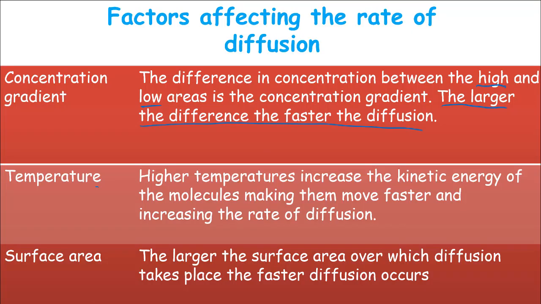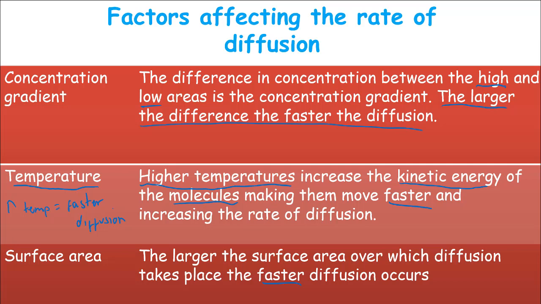Now, we can also say that temperature affects the rate of diffusion, because if you've got higher temperatures, it increases the kinetic energy of the molecules, which basically means that they move about much faster, and that increases the rate of diffusion. So, higher temperature equals faster diffusion. And then finally, surface area. So the larger the surface area over which diffusion takes place, the faster diffusion occurs.